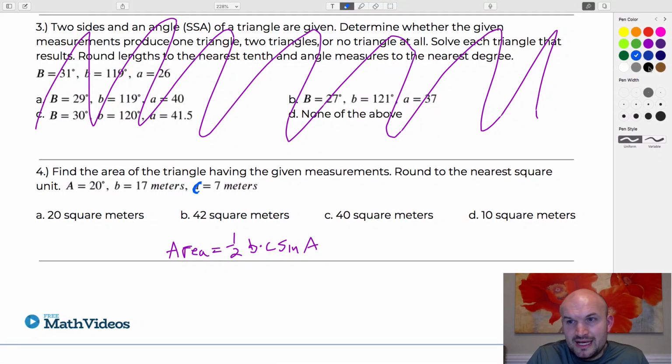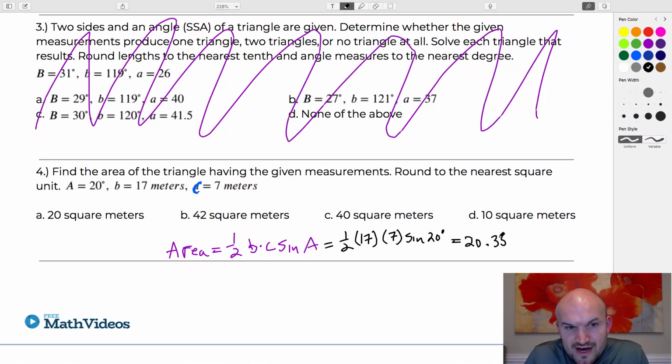So anyways, when you go ahead and type this in, I'm going to have 1/2. Obviously, we have our B, which is 17. We have our C, which is 7. And therefore, that's going to be times the sine of 20 degrees. Okay? So we go ahead and check 17 times 0.5 times 7 times the sine of 20. And when you do that, what you end up with is 20.35, which, rounded to the nearest square meter, is going to be 20 square meters.